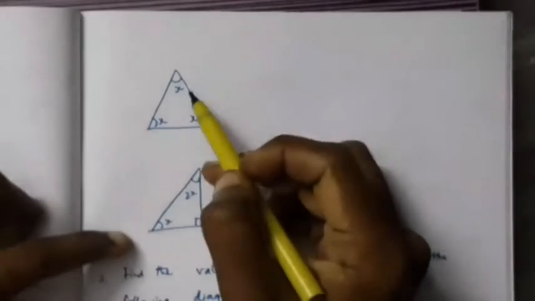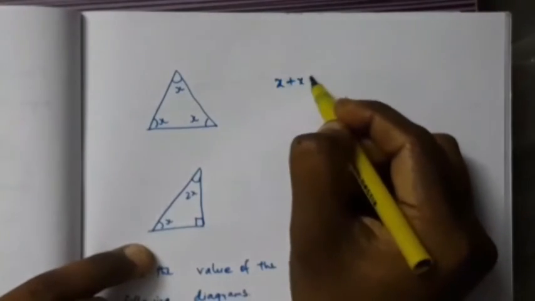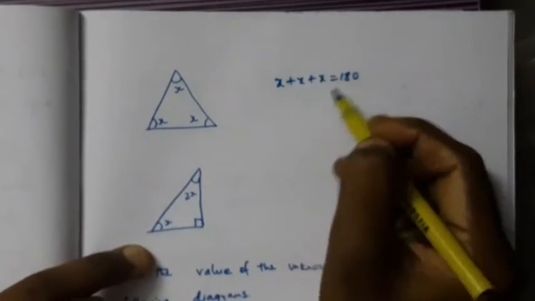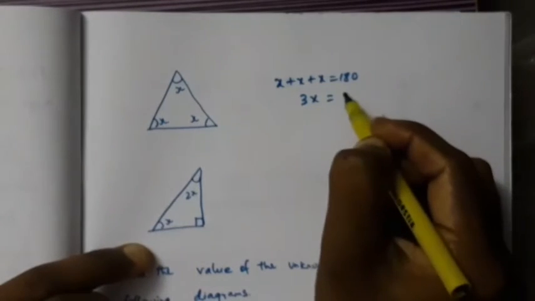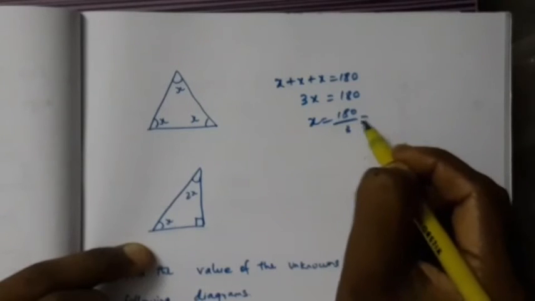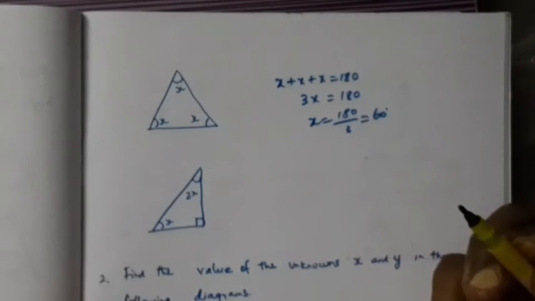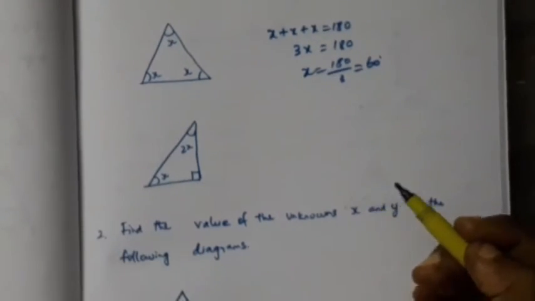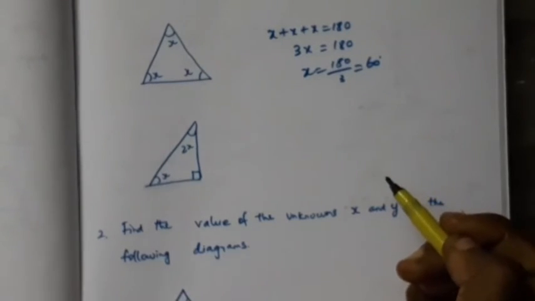And here all the three angles are equal, that is x, which means x plus x plus x equal to 180. 3x equal to 180. X equal to 180 divided by 3, that is equal to 60 degrees. Okay, this is the equilateral triangle. We will study that in the next exercise.